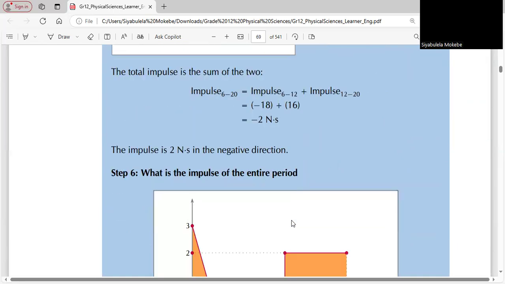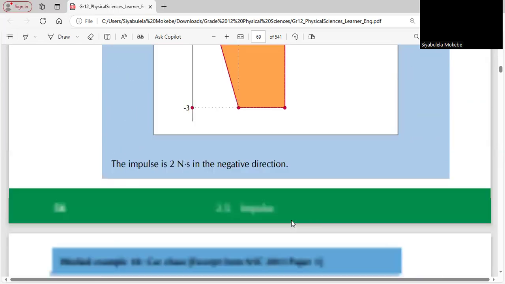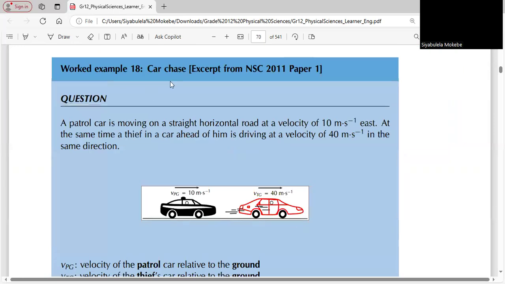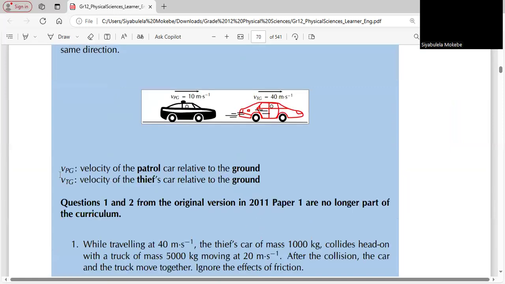Okay, let's look at another worked example from a previous past paper. A patrol car is moving on a straight horizontal road at a velocity of 10 meters per second east. At the same time, a thief in a car ahead of him is driving at a velocity of 40 meters per second in the same direction. Velocity of the patrol car relative to the ground, and then velocity.